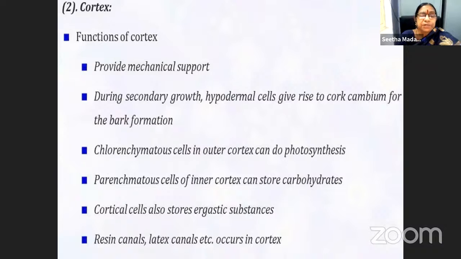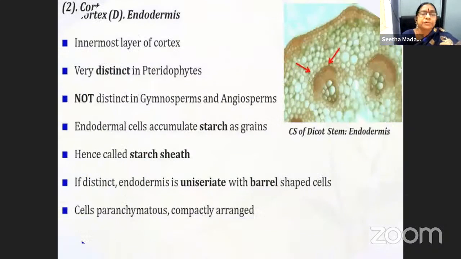Then chlorenchymatous cells in the outer cortex perform the function of photosynthesis, that is preparation of food. And parenchymatous cells of inner cortex can store carbohydrates. Then cortical cells also store some ergastic substances. Resin canals and latex canals occur in cortex. These are the functions of cortex.